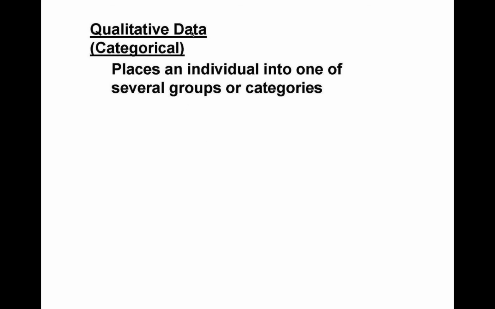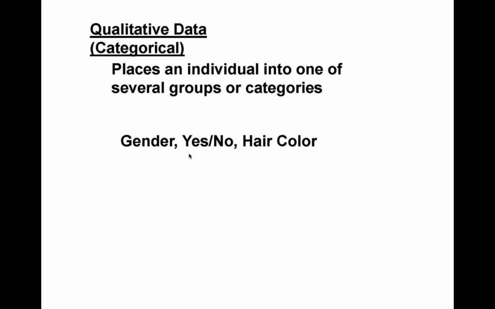Qualitative data, which is also sometimes called categorical, so this is the same thing, places an individual into one of several groups or categories. So some category examples would be their gender, any yes or no question, their hair color. All of this is a category. So it's qualitative. It's a quality that the individual has.